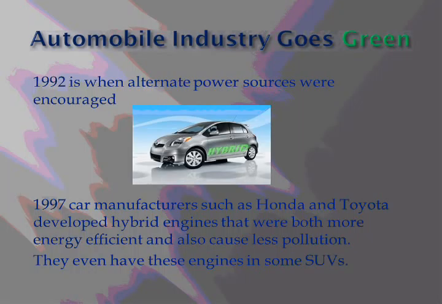An automobile always needs fuel to run, and unfortunately, gasoline will eventually be used up. Also, the pollution coming from the cars is a problem. With these two problems, it is time for the automobile industry to go green. Around 1992 is when alternate power sources were encouraged. There are now cars that have solar panels to help absorb natural energy. Other cars are somewhat battery powered and only rely on some gas. In 1997, car manufacturers such as Honda and Toyota developed hybrid engines that were both more energy efficient and also caused less pollution. They even had these engines in some SUVs.